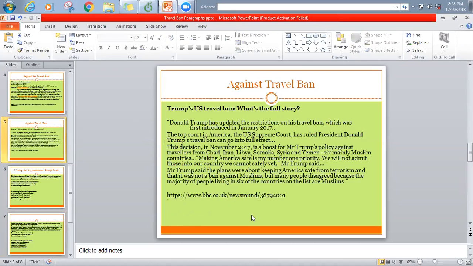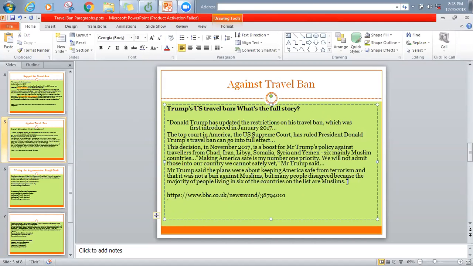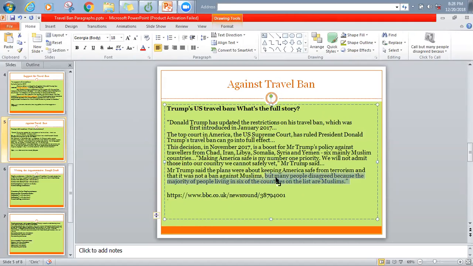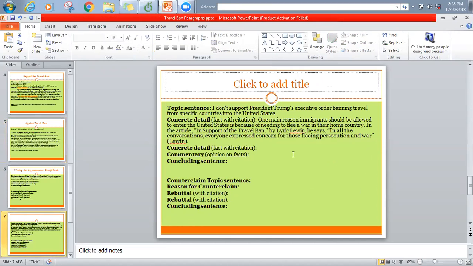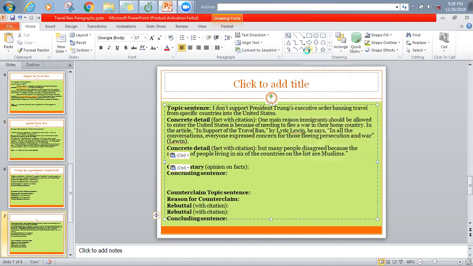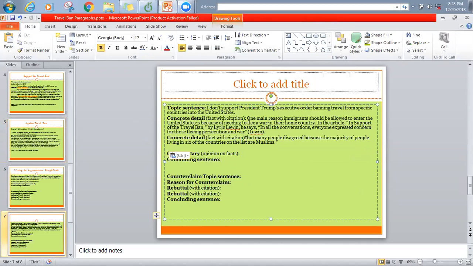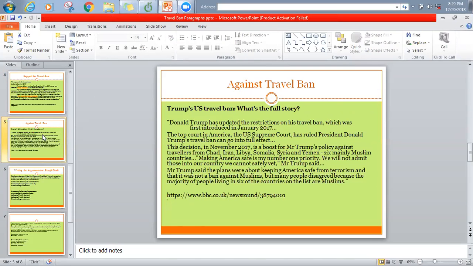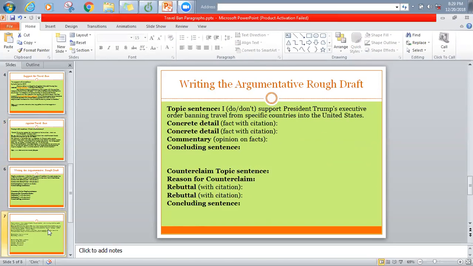Now another one was, I believe, okay, in this second one, and again, this was also your argument here. When you look back at this article, I'm sure that you'll remember saying this, but many people disagreed. Okay, so I'll go ahead and paste this in here and then I'll get the citation correctly. Okay, now I'll say in the article that was called Trump's U.S. travel ban. What's the full story?